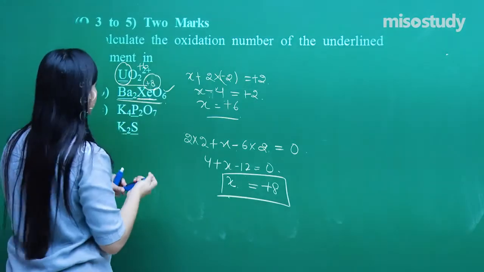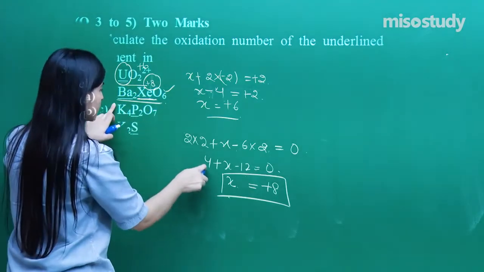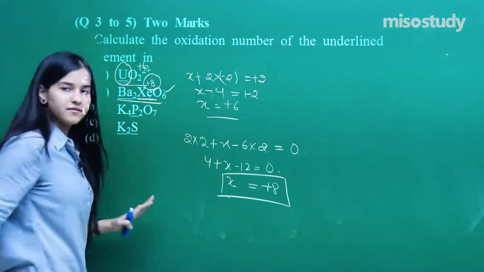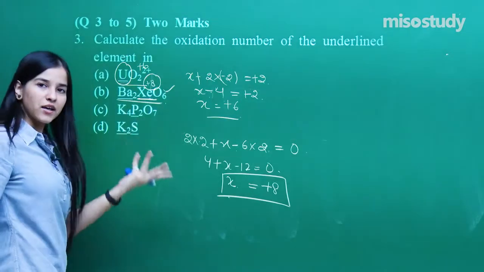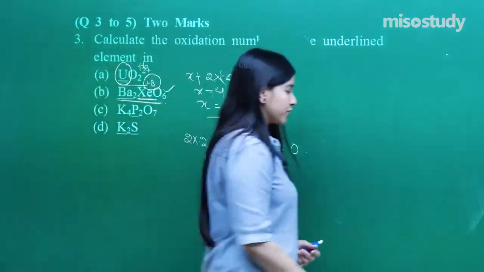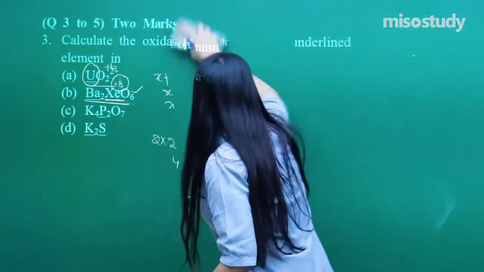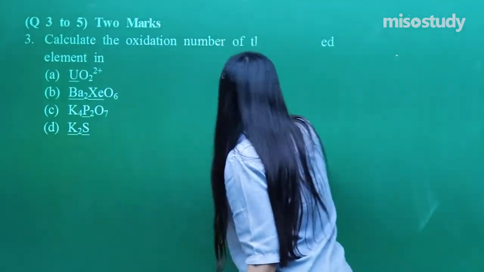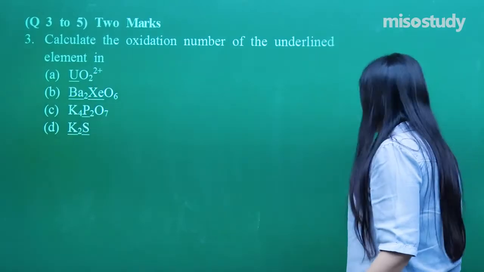Clear? 6 2s are 12. Okay, let me just check. 2x, right. Done? Okay, so rest of them again very easy. You can very well do it on your own. Now let's move on to the next question.